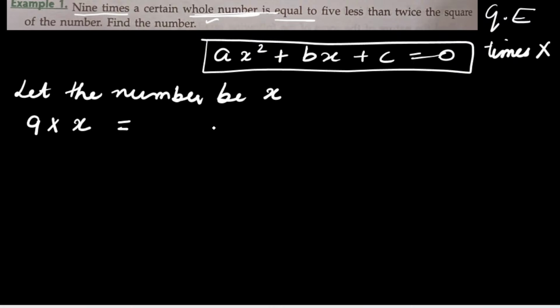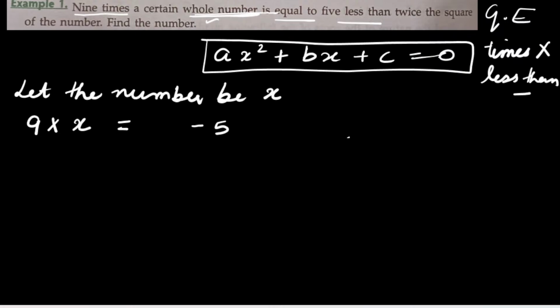5 less than means we have to subtract. Less than in maths means minus. So 5 less than from which number? Always remember, whenever we are doing subtraction, we have to be very careful. I cannot do 5 minus something, because from something I have to subtract 5.